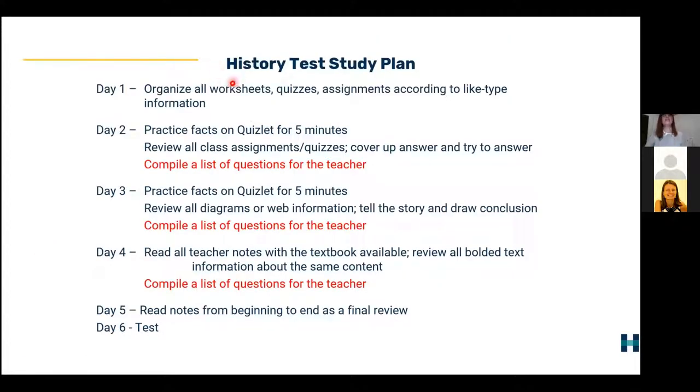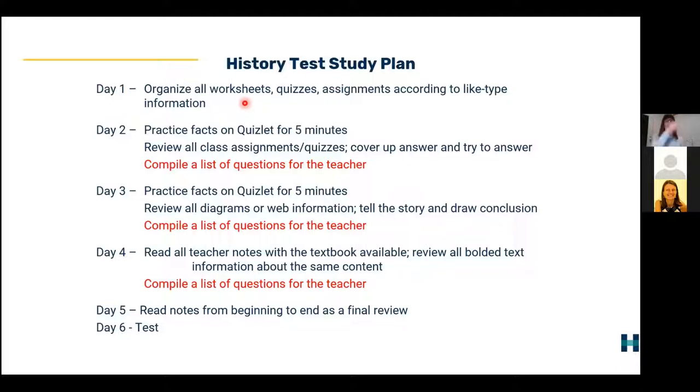This was for the history test, and it was a pretty large test. And if you'll notice, day one was organize all the worksheets. Once again, this is not wasted time. This is studying time. Put them according to topic.